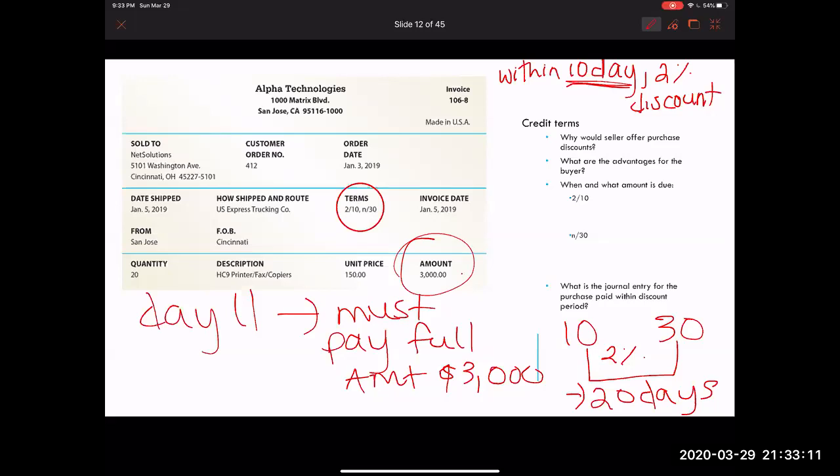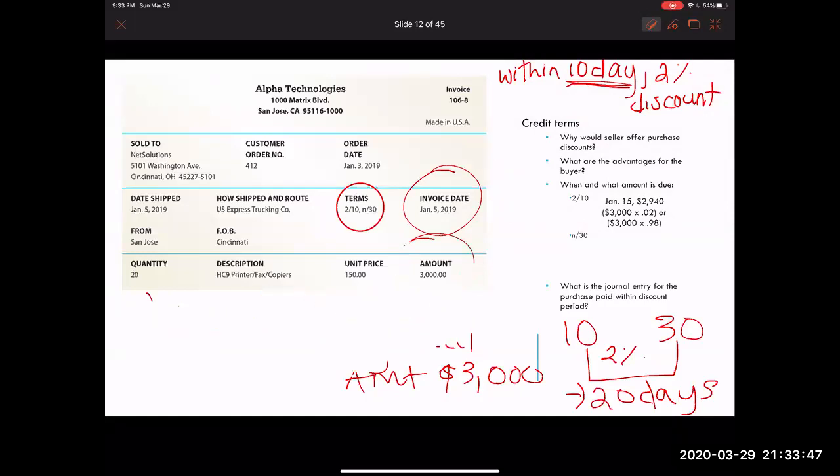All right, the next question says, when and what amount is due if the buyer takes advantage of the 2/10? Hopefully, looking at this, if the invoice date is January 5th, 2019, you counted 10 days from there, and we would say that this invoice is due on January 15th, 10 days away, right? Now, in calculating that, we ask, what amount is due?